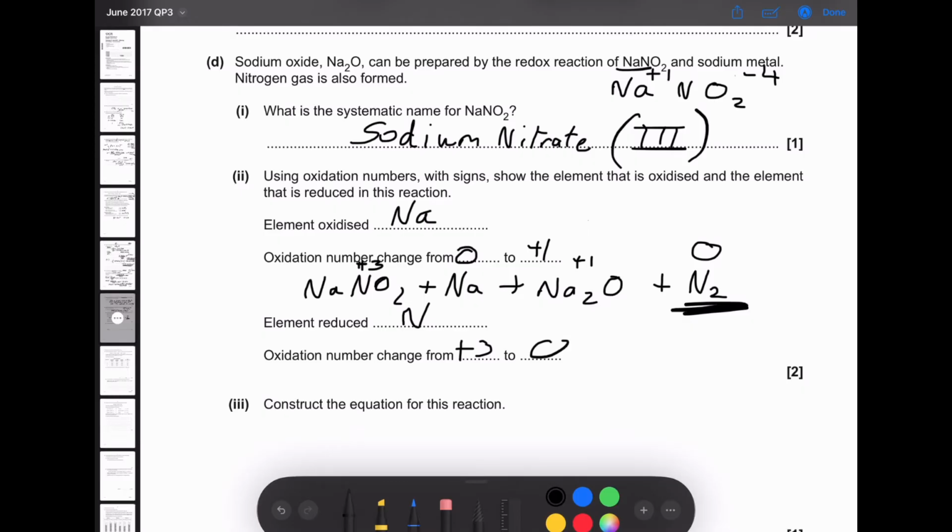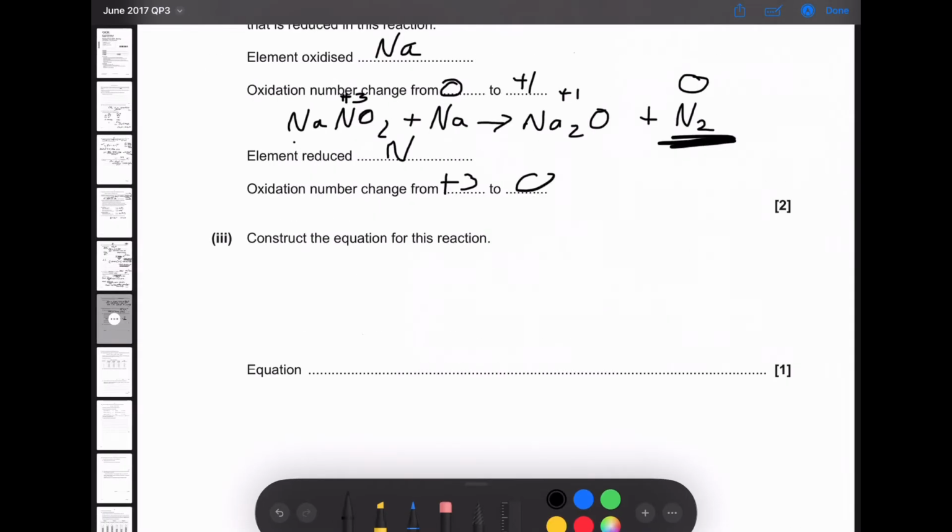Lovely. And just a quick note. Yeah, you know it's oxidized because the number increases. You know it's reduced because the number reduces. Nice and simple. Construct the equation for this reaction. Well, hell, we've already done this.